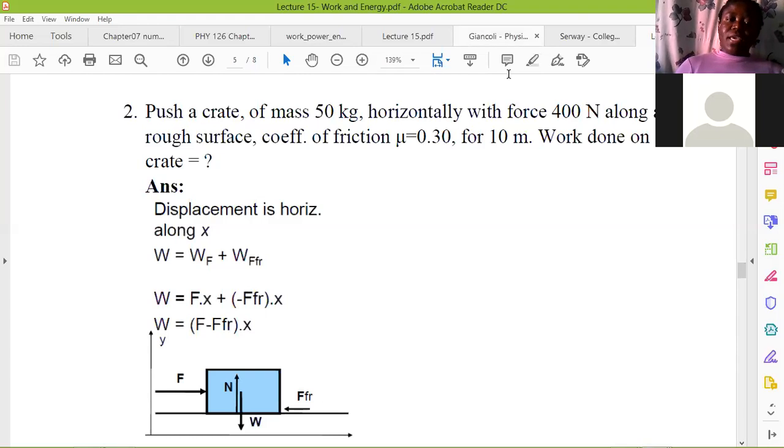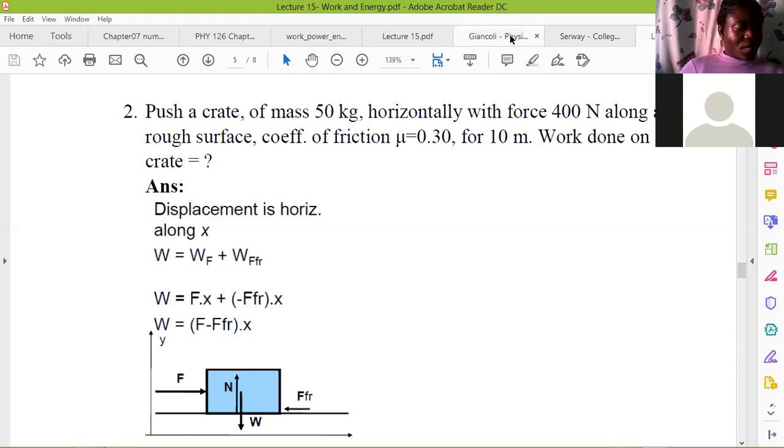Okay, so the question is saying you are pushing a crate. You push a crate of 50 kilograms horizontally with a force of 400 along a rough surface that has a coefficient of friction equal to 0.30, and the displacement that you cause is 10 meters. Then what is the work done on the crate?